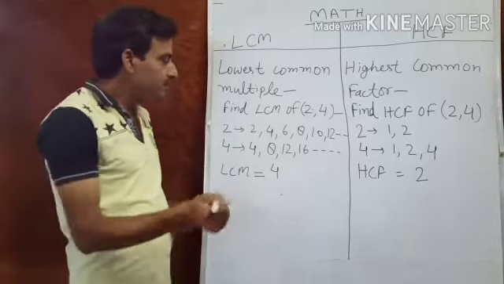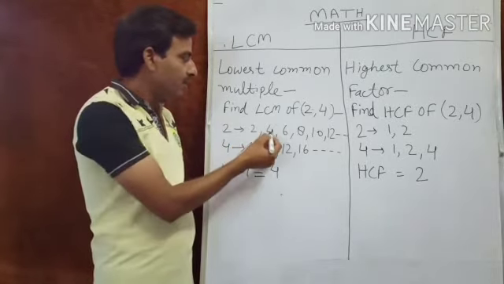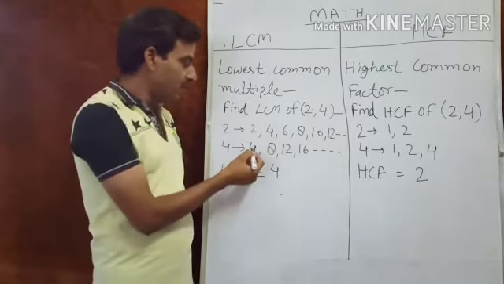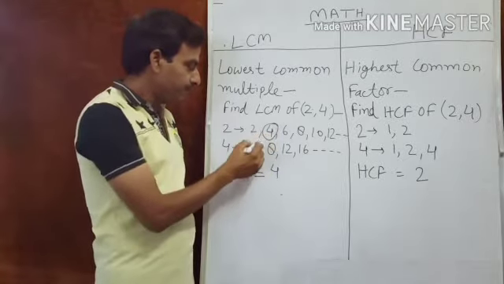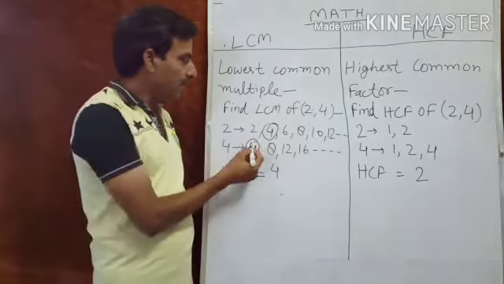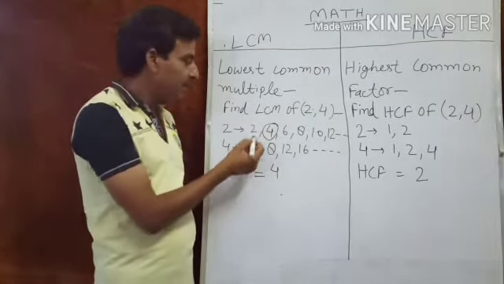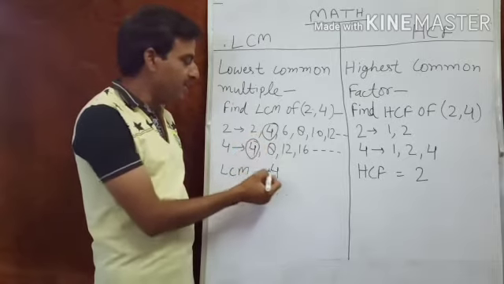And 2 is in this, but not in this. This 4 is in this, 4 is in this. It means this 4 and this 4 both are common. And before it, is any multiple common? Nothing. It means the exact LCM is 4.